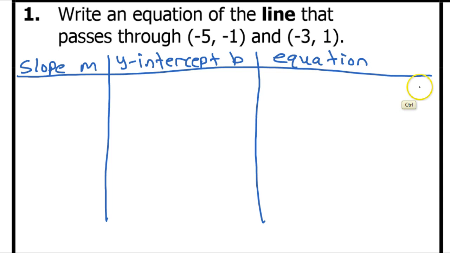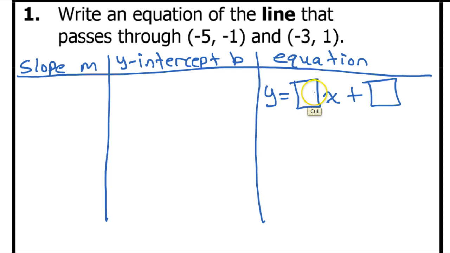Of course, this is where the actual answer to the question is going to be, and it always follows the form y is equal to something x plus something. In other words, y equals mx plus b, where the first box is going to be the slope and the second box will be the y-intercept. Let's start by looking at the slope.